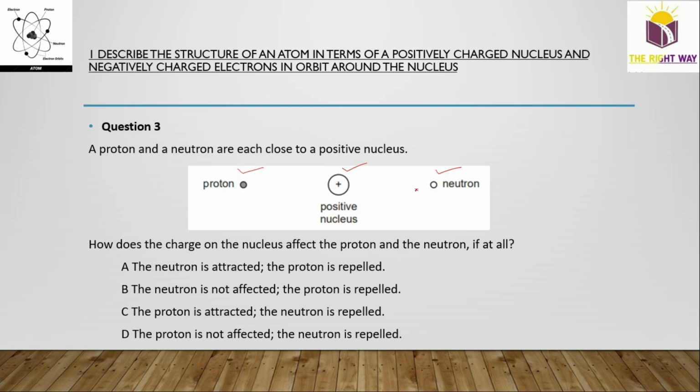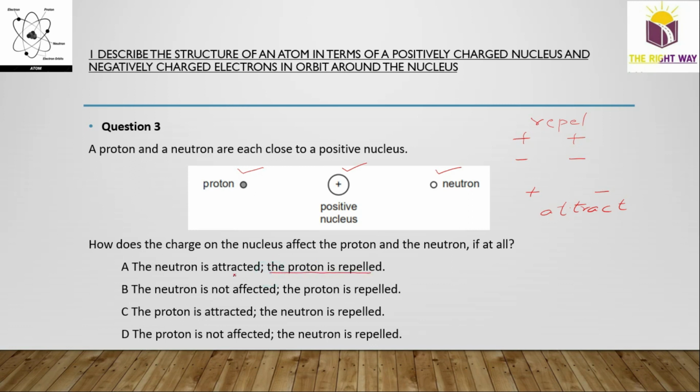Okay, we know that positive and positive charge, or negative and negative charge, repel each other, while positive and negative charge attract each other. This is called: unlike charges attract while like charges repel. So the neutron is attracted, the proton is repelled. This statement is correct. The proton is repelled is the right statement.